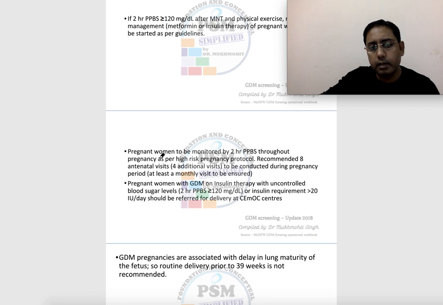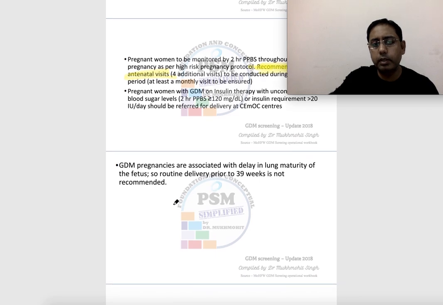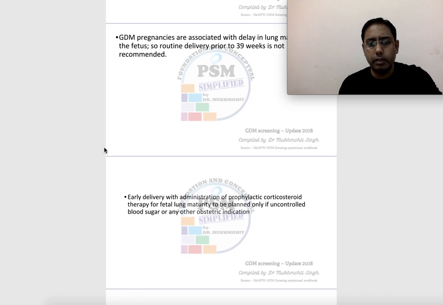And yes, the recommended 8 ANC visits are recommended in case of GDM suspicion. In case of GDM suspicion, along with the recommended 8 antenatal visits, 4 additional visits are to be conducted during antenatal care. And obviously we all must be knowing that GDM pregnancies are usually associated with a delay in lung maturity, and therefore routine delivery before 39 weeks is usually not recommended in these females.